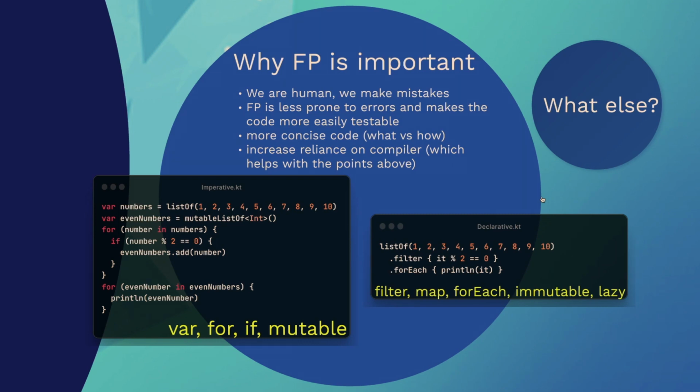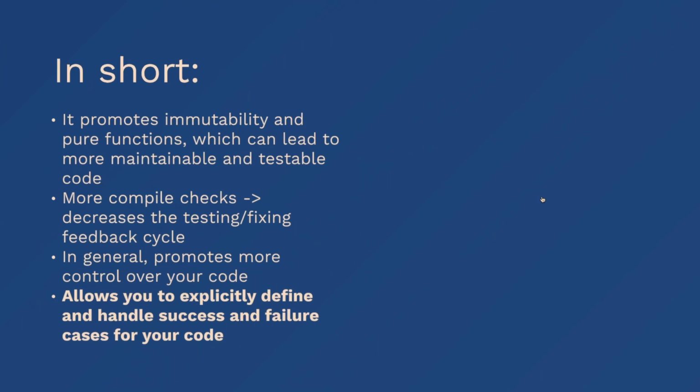We clearly state what we want from the compiler. And instead on the left, we go more into the nitty-gritty. We instruct the compiler on how to do the stuff, which is a bit out of style, let's say. So in short, functional programming promotes immutability and pure functions. It can lead to more testable code. You have more compile checks, and therefore you remove all the loops of like, oh, bug in production, I gotta fix, or more testing needed. And the last part allows us to explicitly define and handle success and failure cases in your code. We're gonna see more about this soon.